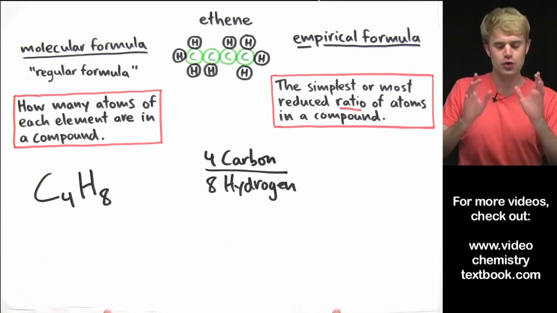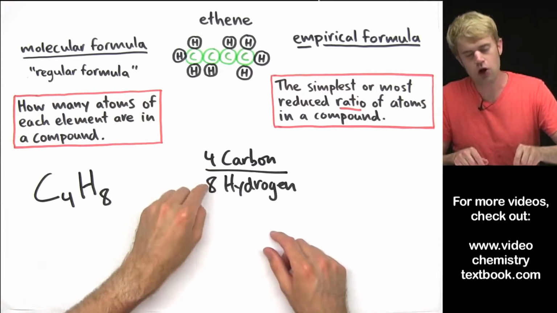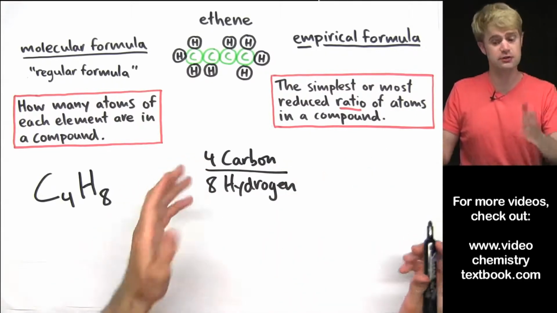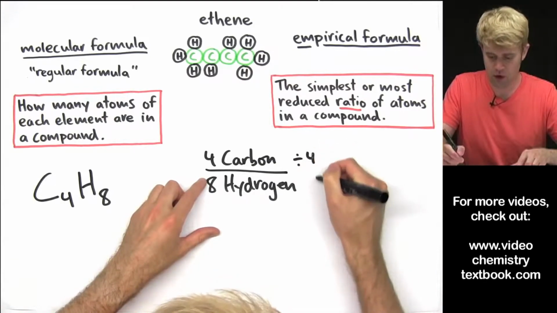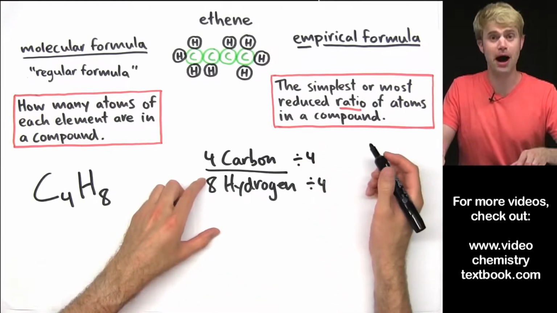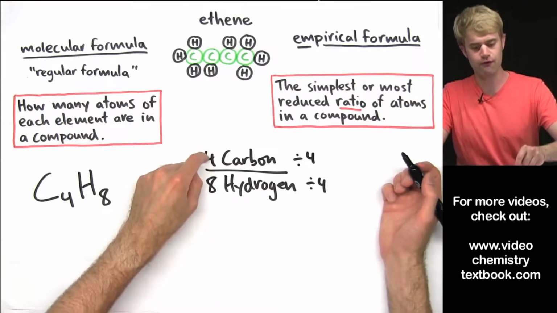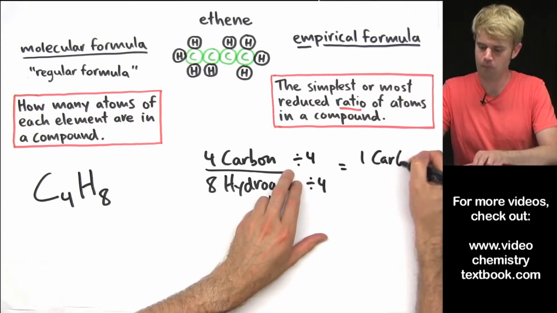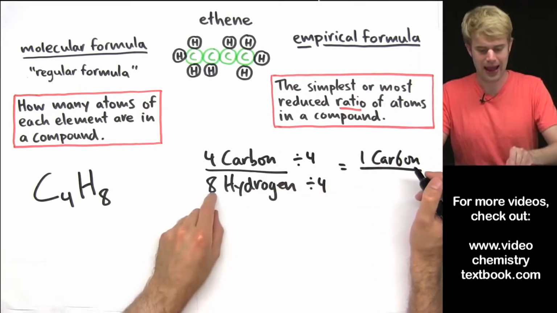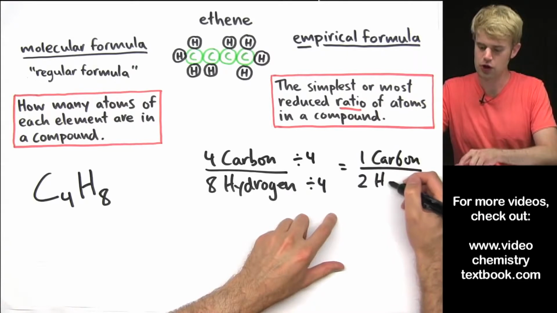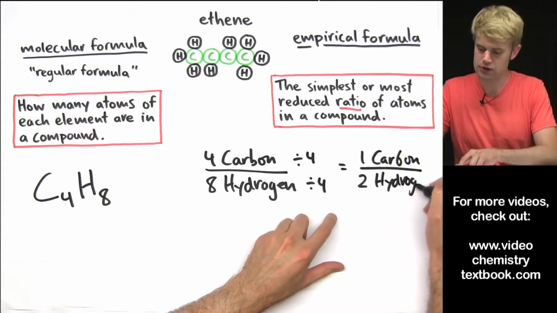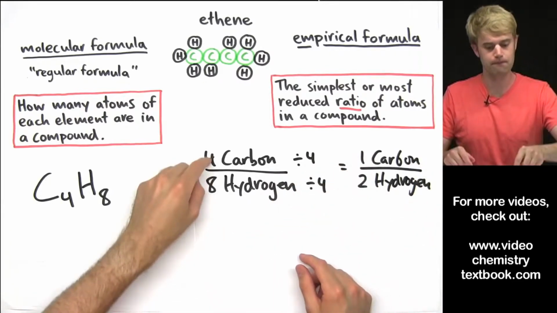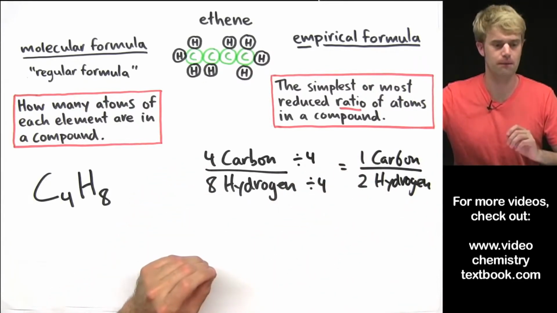Okay? You'd think, what was the largest number that you could divide both of these by? And in this case, it's 4. We can divide the top by 4, and we can divide the bottom by 4. And when we do that, 4 divided by 4 will give us 1 carbon over 8 divided by 4, which is 2 hydrogens. And this is now the simplest or most reduced form of this fraction or ratio.